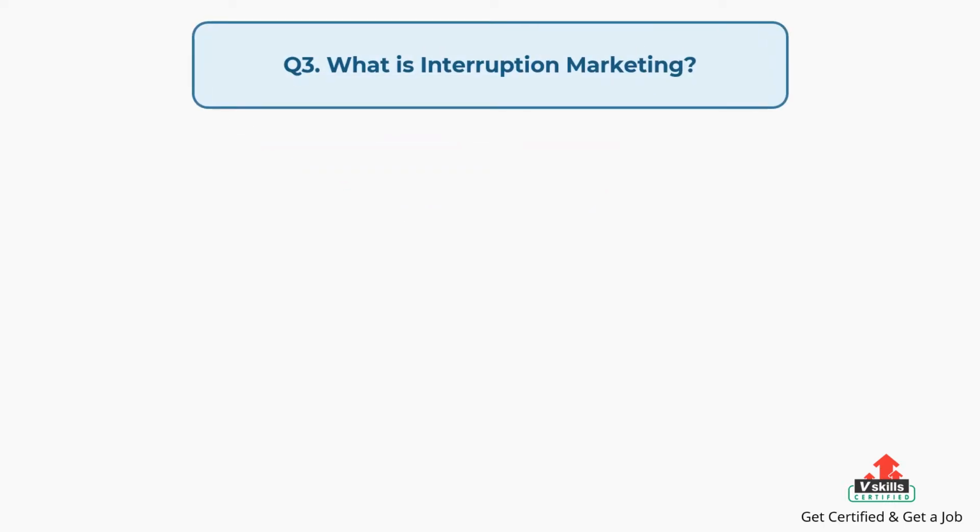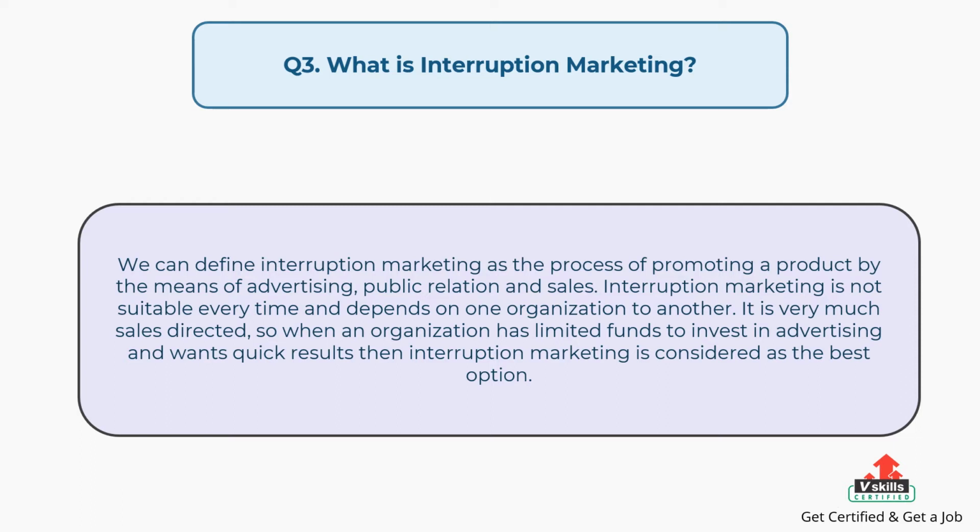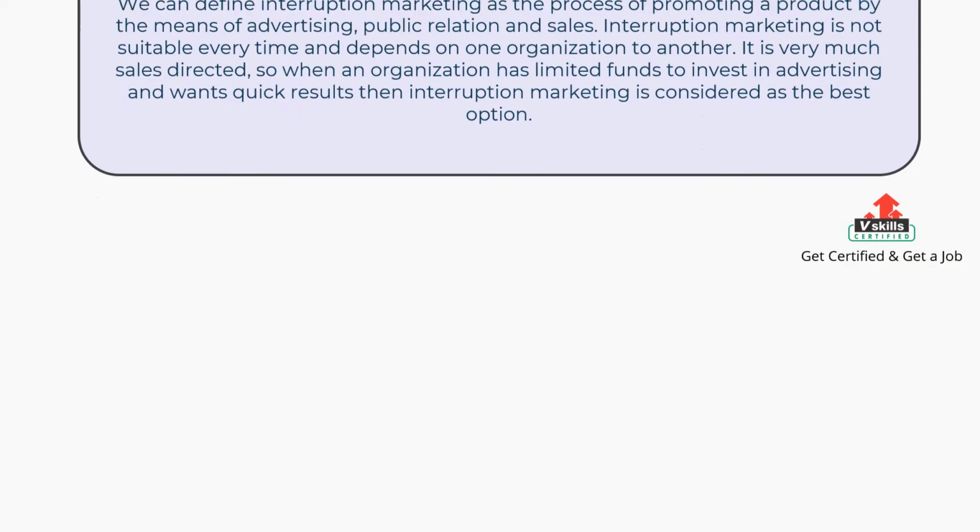Question number 3. What is interruption marketing? The answer is: we can define interruption marketing as the process of promoting a product by the means of advertising, public relation and sales. Interruption marketing is not suitable every time and depends on one organization to another. It is very much sales-directed, so when an organization has limited funds to invest in advertising and wants quick results, then interruption marketing is considered as the best option.